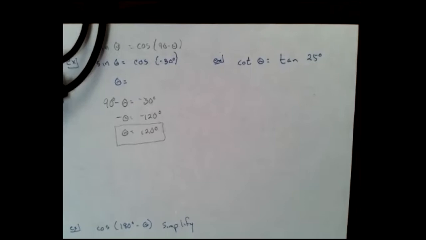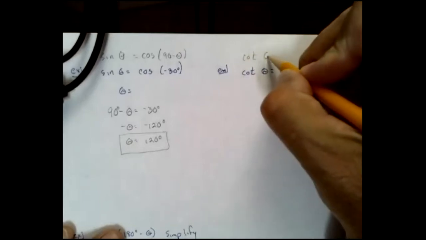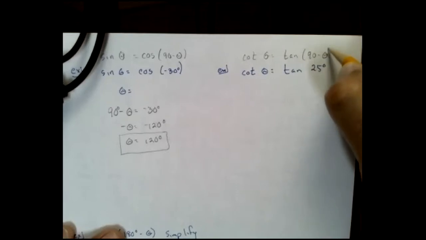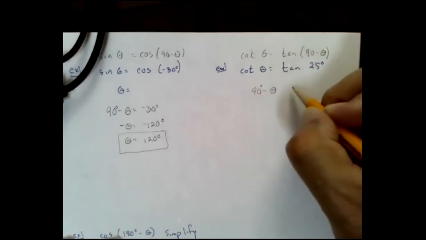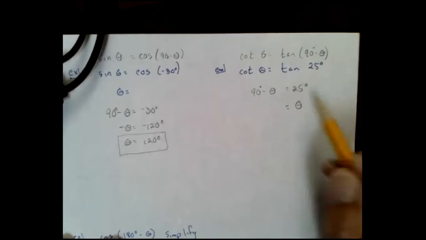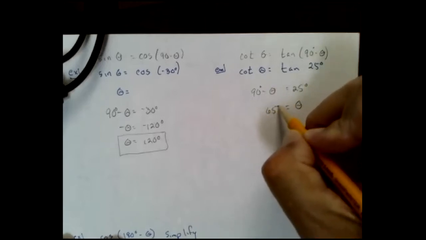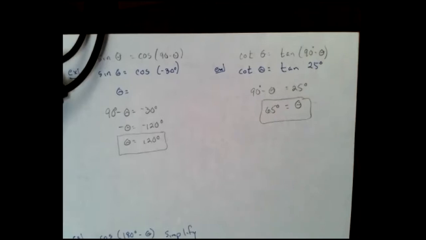Cofunctions again. The cotangent of theta equals the tangent of 90 minus theta. 90 minus theta equals 25 degrees. I'm going to bring the 25 over. I'm going to send the minus theta over. This side becomes a positive theta. This side becomes 65 degrees.